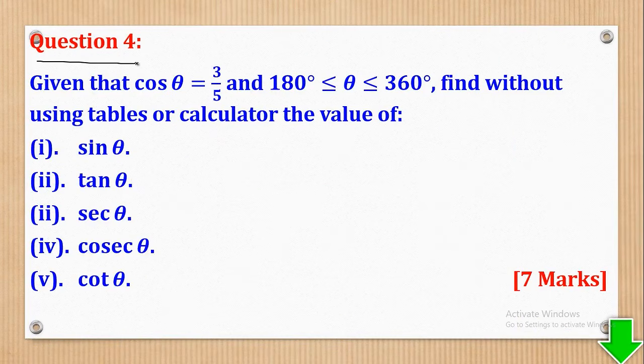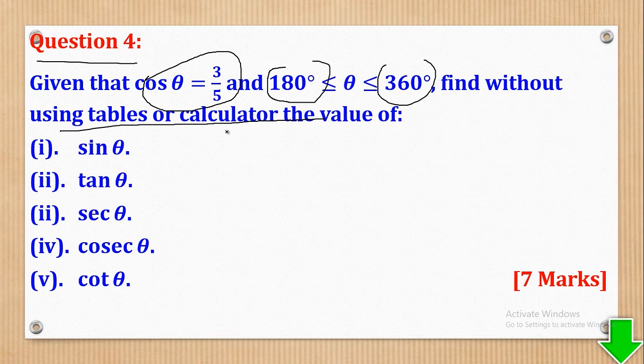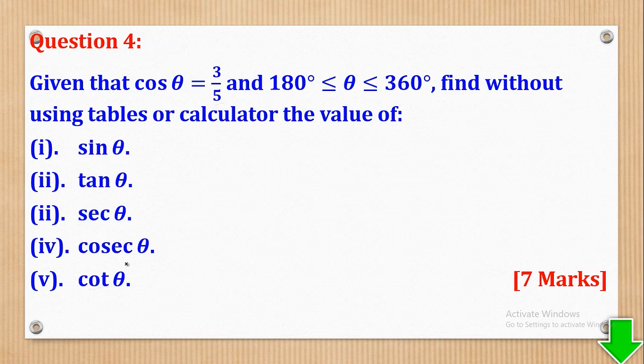Question 4 says that given that cos theta is equal to 3/5 and theta ranges from 180 degrees to 360 degrees, find without using tables or calculators the value of sine theta, tan theta, sec theta, cosec theta, and cot theta. So the first thing to do is to realize that this angle ranges from 180 to 360, has 2 quadrants, and that is the third and fourth quadrant.